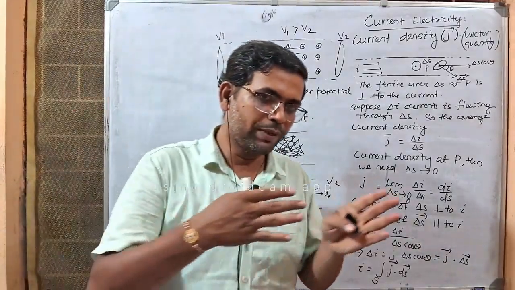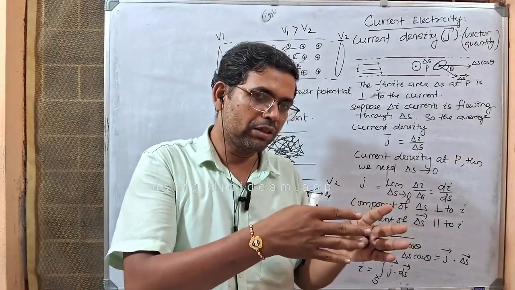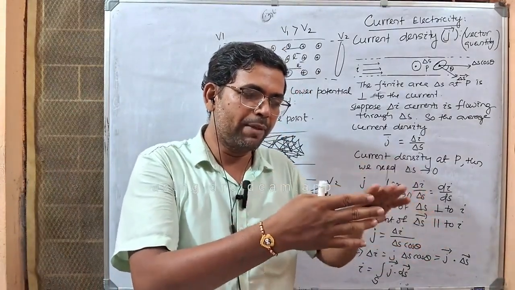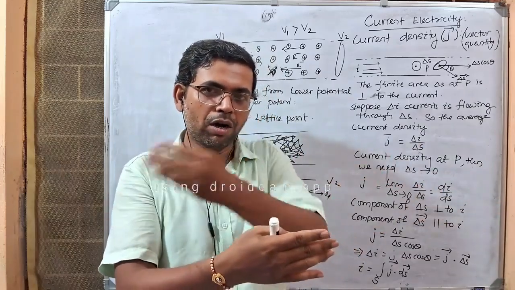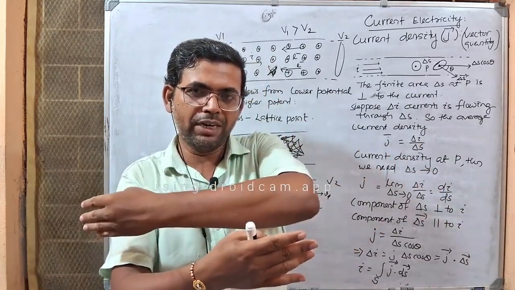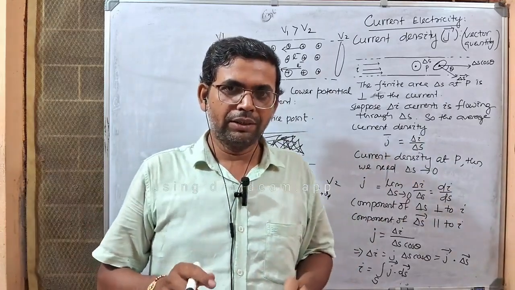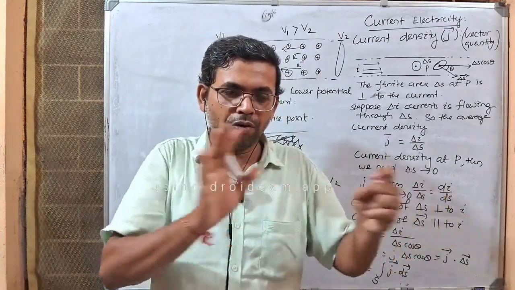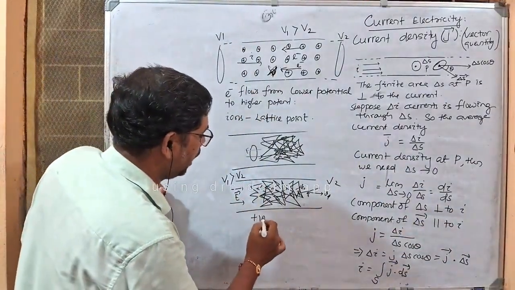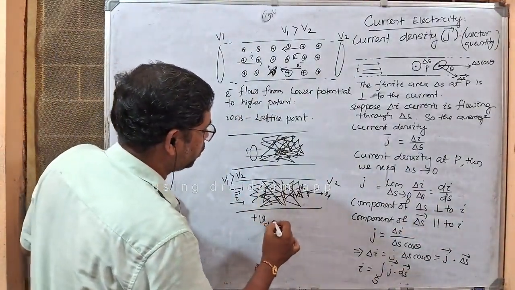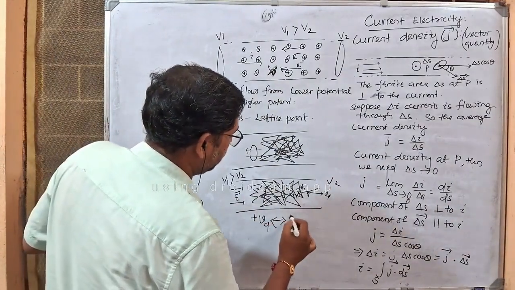If it is going with Vd speed, after collision, after interaction, it may have the same Vd speed, or it may have the Vd speed but in the opposite direction, right? So after a collision, it varies from plus Vd to minus Vd.